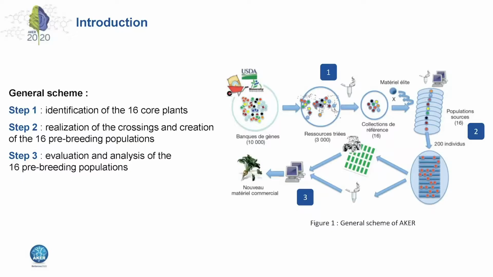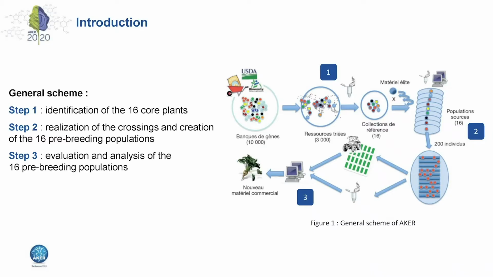Good morning to all. I'm going to present the results of the AKER program from the genetics point of view. The first part of the AKER program aimed to identify genetic diversity, build up an allelic reference collection, and crossbreed with elite material in order to increase the usable genetic diversity and accelerate genetic progress.